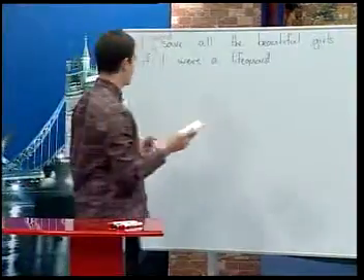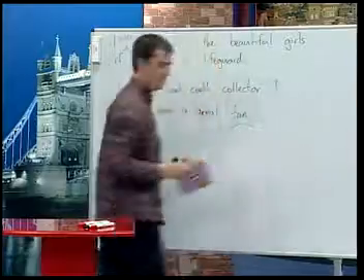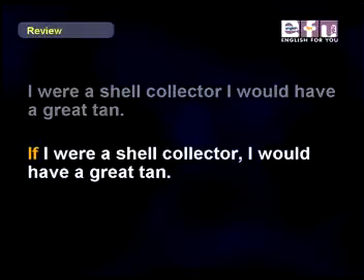Right, Lewis, you can do this one. I were a shell collector. I would have a great tan. Where's the mistake, Lewis? If I were a shell collector, I would have a great tan. Good, so it's right at the start. If I were a shell collector, I would have a great tan. And Rhoda, the last one's for you.